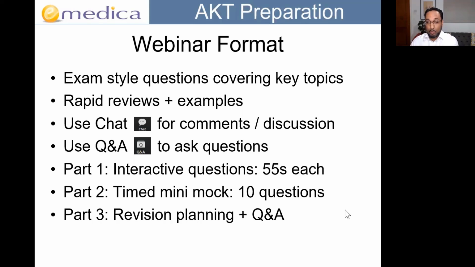Okay, so we're going to go straight into question number one of 15. Please write down 1 to 15 on a piece of paper at home and keep track so that you can see how you get on. Okay, and I'll tell you how to interpret that score later. So when the question comes up, you won't see or hear me. You'll have 55 seconds. Please do not type any answers into the chat or into the Q&A. Wait till I launch the poll. Okay, here we go.